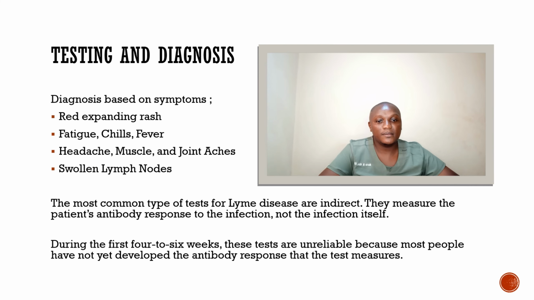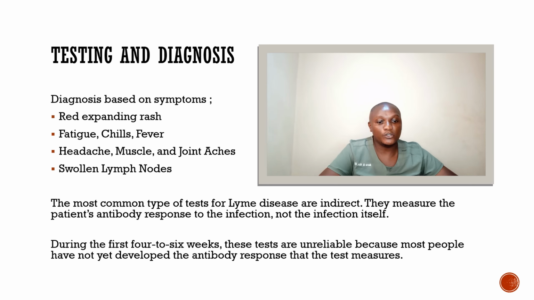Testing and diagnosis. We can make a diagnosis based on symptoms: red expanding rash, fatigue, chills and fever, headache, muscle and joint aches, and also swollen lymph nodes. All those symptoms might help us come up with a diagnosis of Lyme disease. The most common types of tests for Lyme disease are indirect. They measure the patient's antibody response to the infection and not the infection itself. And that's why we have said most of the patients will develop this disease, and they might even go undiagnosed.